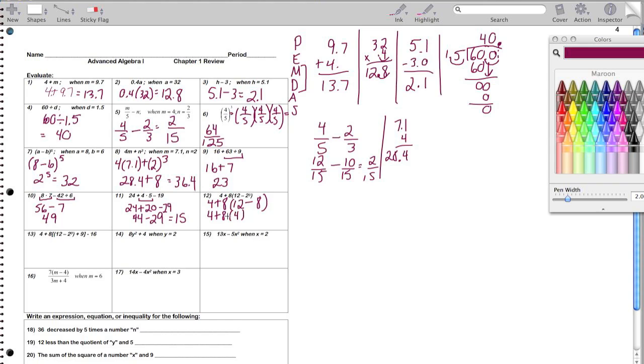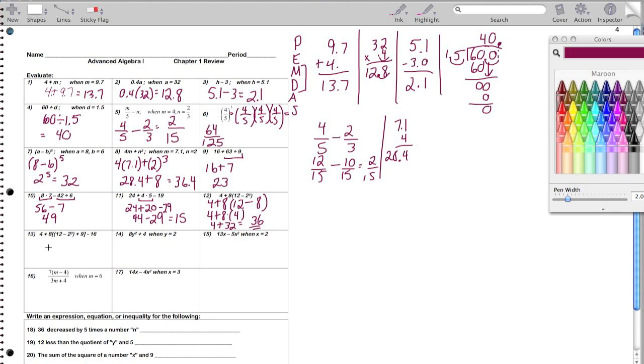Now I have a multiplication going on here. A lot of people like to do 4 plus 8 and get stuck, and that's wrong because the two operations are adding and multiplying. So we want to do the multiplying first, so we're going to get 4 plus 32, and then that gives us 36.